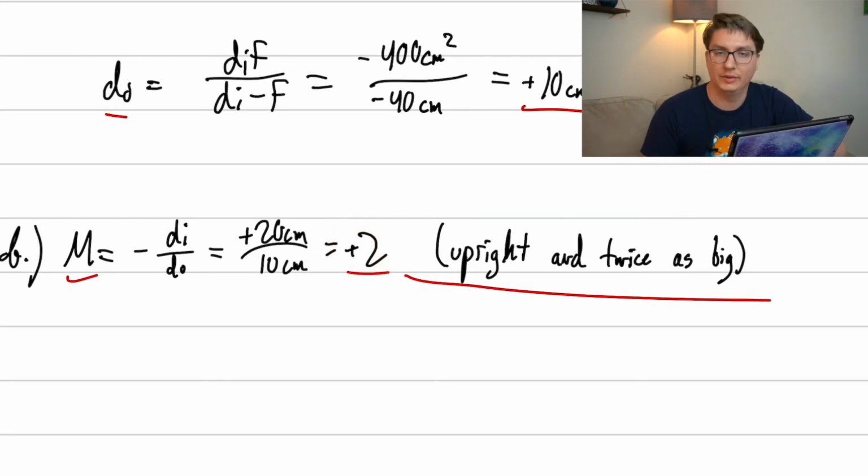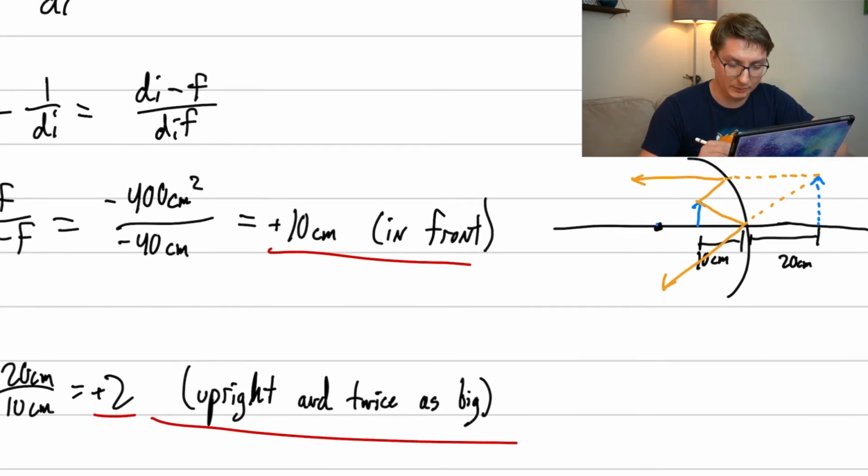So maybe it's 2 centimeters high. The image is now going to be 4 centimeters high. And we can see that makes sense with the picture. I have this magnification still upright, and it's 2 times as high. So that matches up in the picture and in the math. Okay, hopefully that makes sense. We'll keep going with this idea.